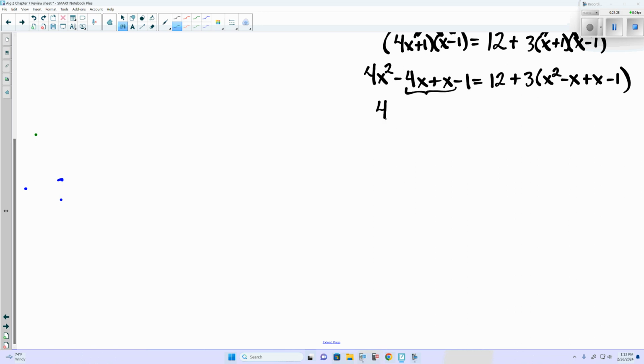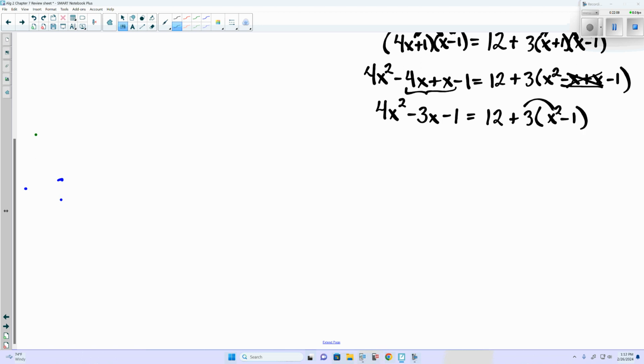Now on the left-hand side, we're going to combine like terms. Negative 4x plus x is negative 3x. So the left-hand side is 4x squared minus 3x minus 1. The right side, we'll still have 12 plus 3 times our negative x and positive x is 0, telling us that we have x squared minus 1. And that makes sense because where did we get the x plus 1 and x minus 1 from? There. X squared minus 1, because we factored it and it went back.